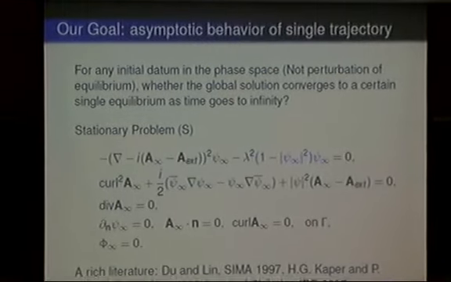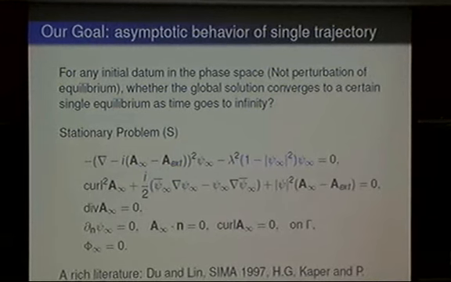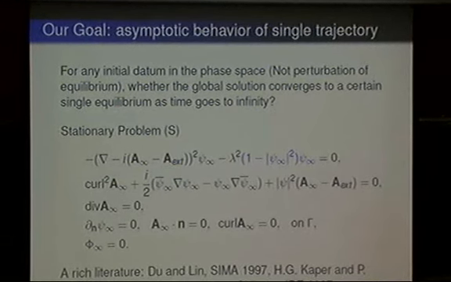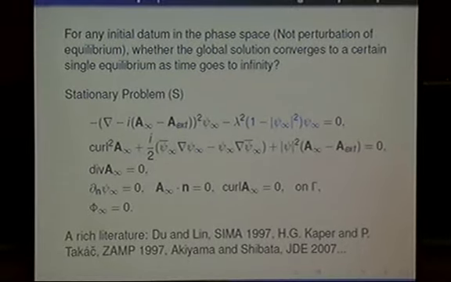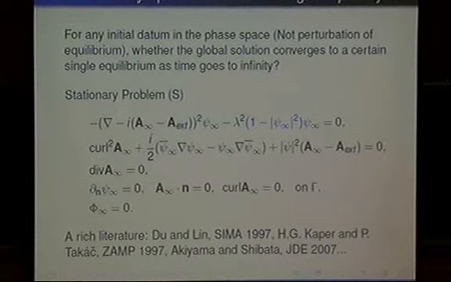The goal of our paper is as follows. We look at the asymptotic behavior of a single trajectory. Namely, we want to analyze the following thing. For any initial data in the phase space, we do not require the initial data to be close to a certain equilibrium. It's arbitrary. And we want to ask whether the global solution converges to a single equilibrium as time goes to infinity.